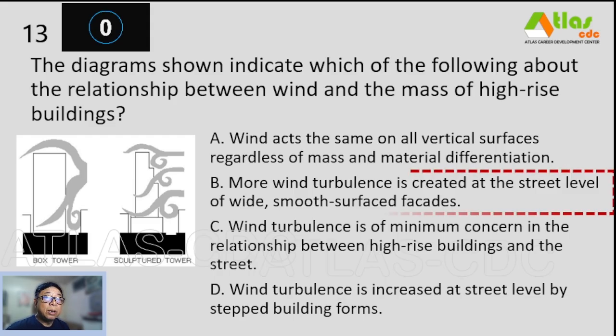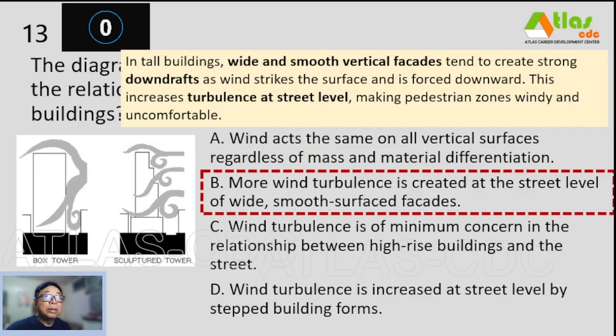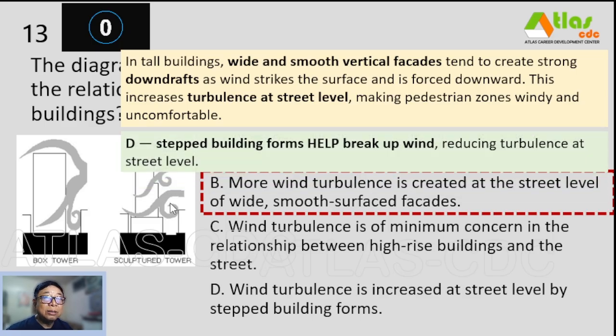And our correct answer is letter B. More wind turbulence is created at the street level of wide, smooth facades. In tall buildings, wide and smooth vertical facades tend to create strong downdrafts as wind strikes the surface and is forced downward. This increases turbulence at street level, making pedestrian zones windy and uncomfortable. On the other hand, a stepped building form helps break up wind, reducing turbulence at street level.